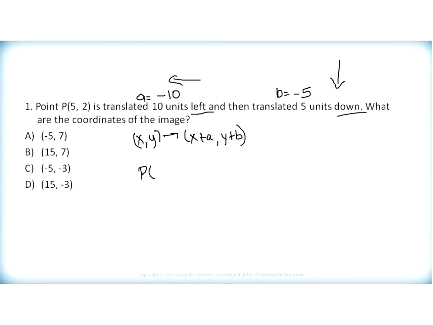So if I started with the point (5, 2), my new point is going to be 5 plus -10 and 2 plus -5. So that works out to be 5 minus 10, or -5, and 2 minus 5, which is -3. So that means my answer is going to be C for this one, (-5, -3).